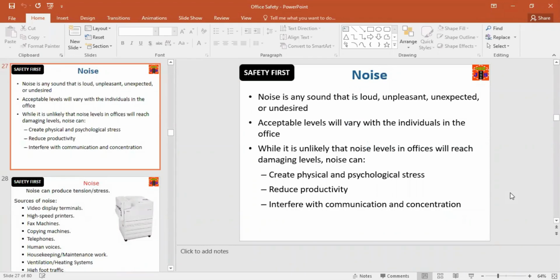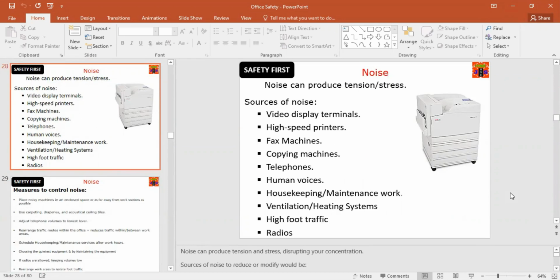What is noise? Noise is any sound that is loud, unpleasant, unexpected, or undesired. Acceptable level will vary with the individuals in the office. While it is unlikely that noise levels in offices will reach damaging levels, noise can create physical or psychological stress, reduce productivity as discussed, and interfere with communication and concentration. Noise can produce tension and stress.